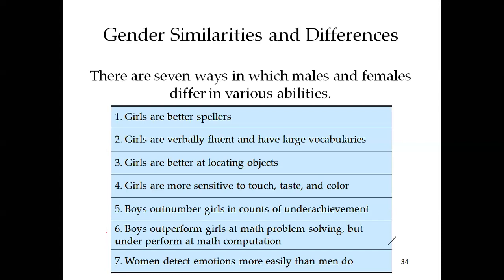And girls are better at locating objects and sensitive touch and taste color. And boys outnumber girls in counts of underachievement and outperform girls at math problem solving and computations. The thing is, most of the time men are intuitive. That means they are really good at facing problems they never faced before, right? That's why they are really good drivers, right? Because these are the things that I share in my psychology classes. So I just share with you.